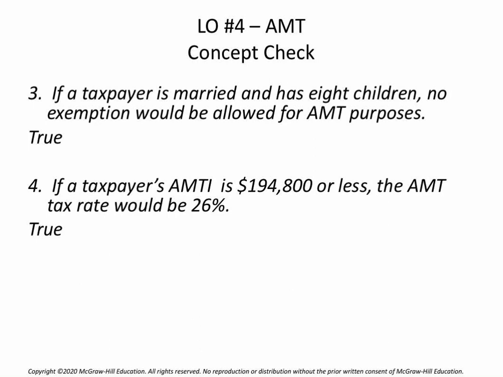So when we're subjecting the alternative minimum tax income to the 28% rate and subtracting the amount away, the amount we're subtracting away is just going to be the 2% times $194,800.